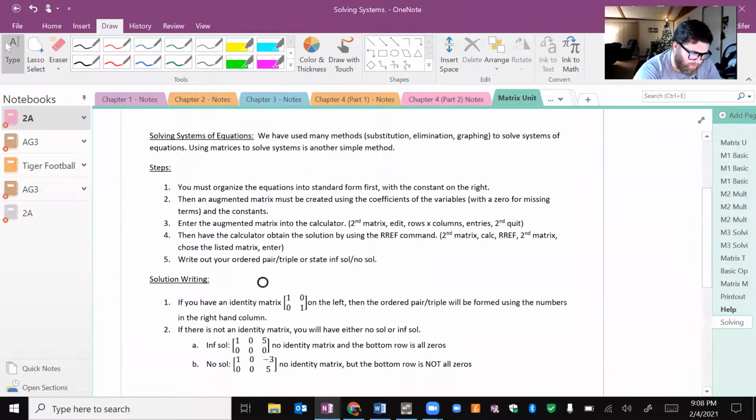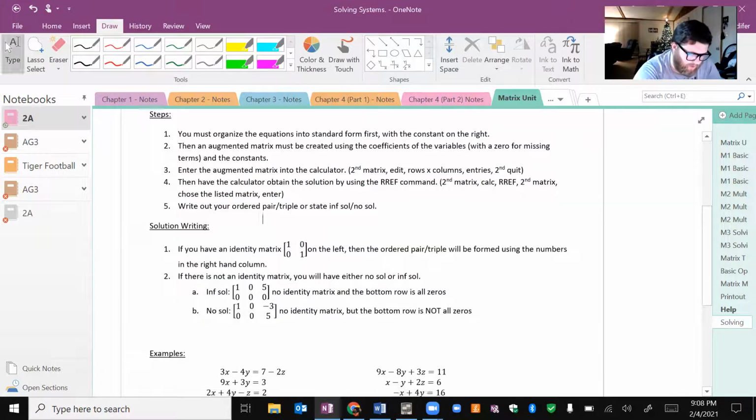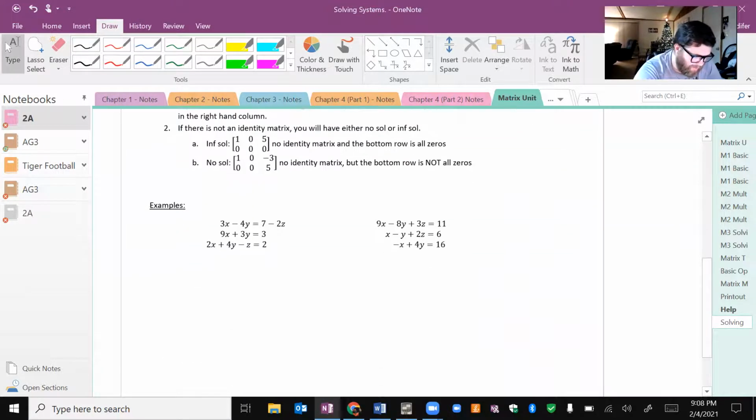First step, you must organize the equations into standard form, with the constant on the right. What does that mean? Kind of fancy terminology for x's over x's, y's over y's, z's over z's, numbers over numbers. Pretty easy. Your constants, your numbers, are always going to be on the right side of the equal sign. There should never be a variable on the right side of the equal sign. Ever.